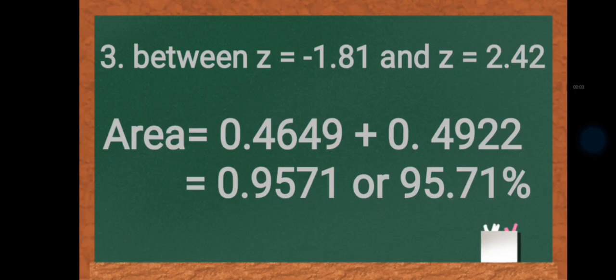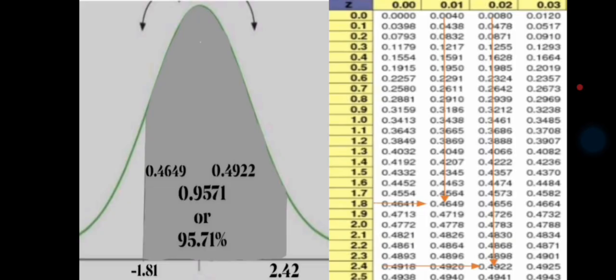Third sample, find the area under the standard normal distribution curve between negative 1.81 and 2.42. To find the area, simply add the area between negative 1.81 and 0 to the area between 0 and 2.42. Using the z-table, the area between negative 1.81 and 0 is 0.4649, and the area between 0 and 2.42 is 0.4922, with a total area of 0.9571 or 95.71%.